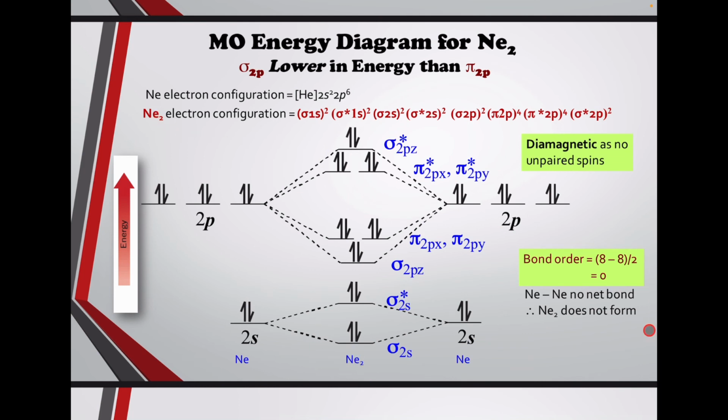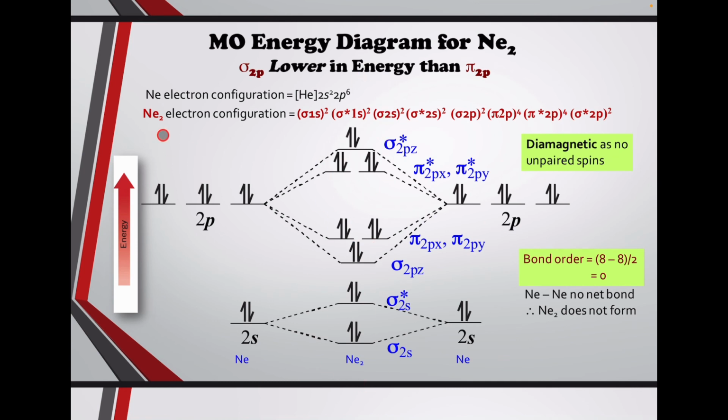So for the bond order, 8 minus 8, because 6 for the bonding electrons plus another 2 electrons equals 8, and you minus the 6 here antibonding plus another 2 electrons at antibonding orbitals, and divide by 2 is equal to 0, meaning that Ne2 has no net bond, that means it does not form. Magnetism is diamagnetic as there are no unpaired spins.